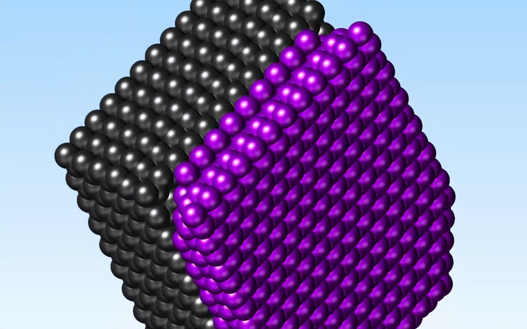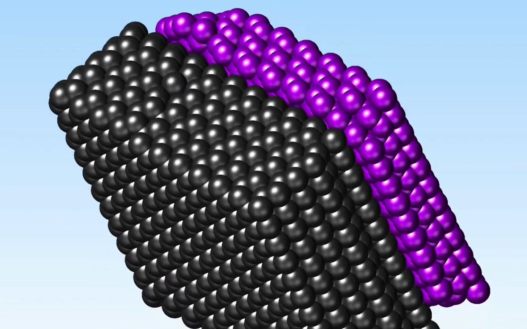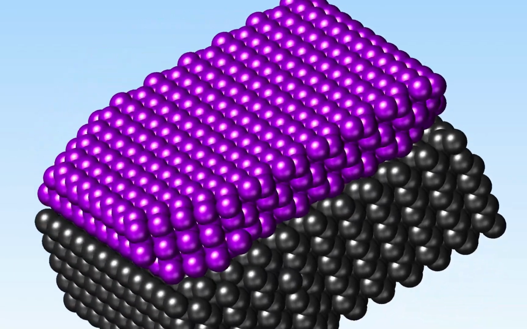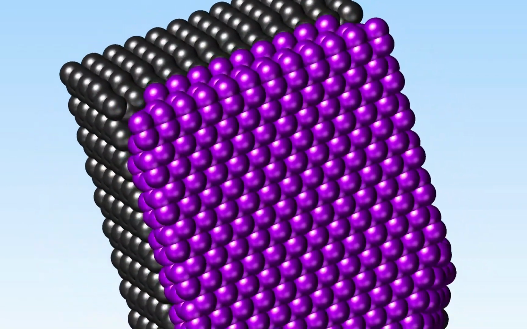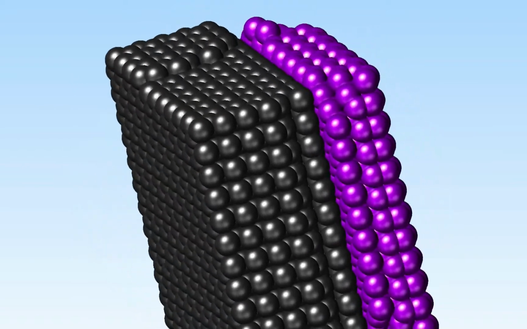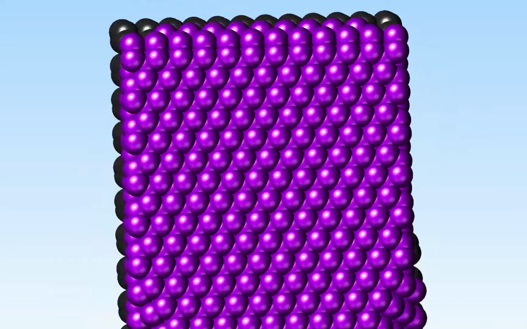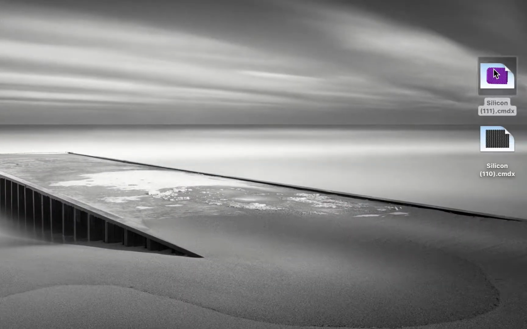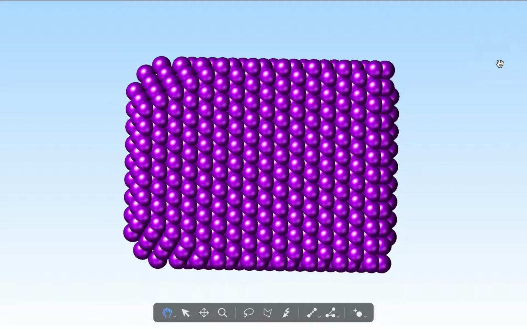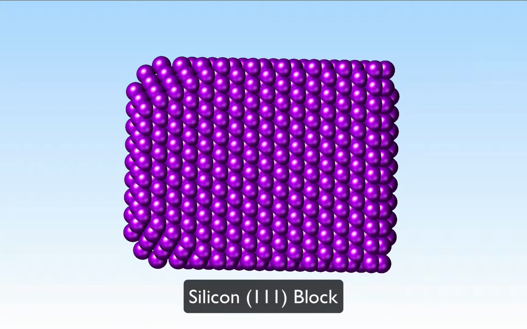Welcome to CrystalMaker 10. In this tutorial, we're going to make an oriented interface between two domains of the same crystal in different orientations. I'm going to start off with one side of the interface in its own window. And here we have a 111 plane of silicon.